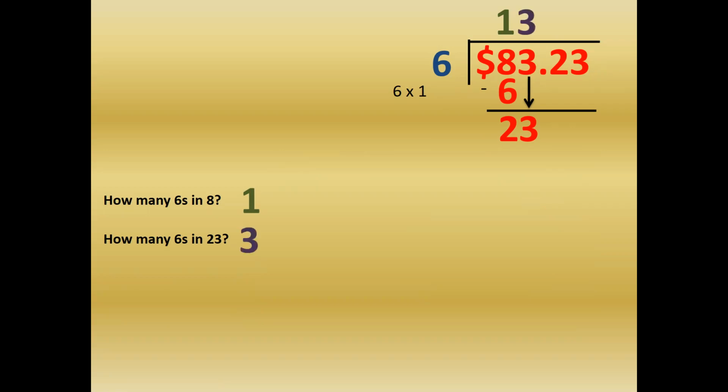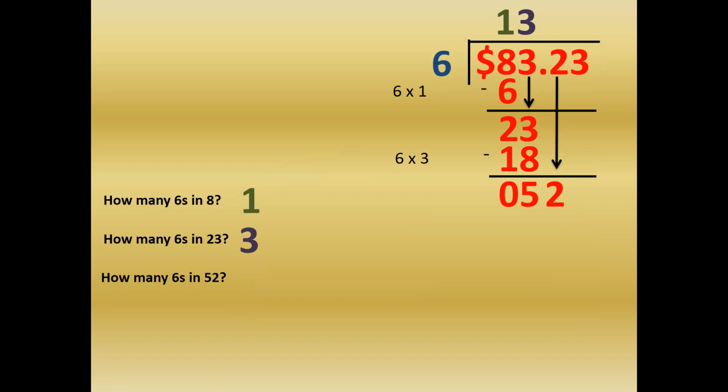3. So we put a 3 above the 3. 6 times 3 is equal to 18. We have to subtract 23 minus 18 is equal to 5. We have to take down our 2. So how many 6s in 52? 8. So we put an 8 above the 2. Then 6 times 8, which is equal to 48. Subtract 52 minus 48, which is equal to 4.